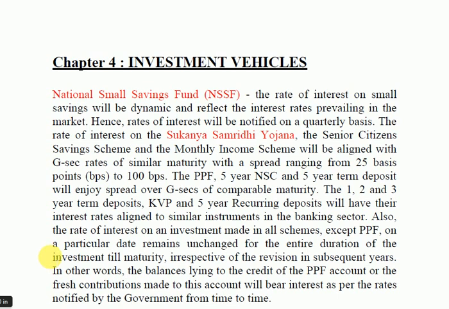Also, the rate of interest on an investment made in all schemes except PPF on a particular date remains unchanged for the entire duration of the investment till maturity, irrespective of the revision in subsequent years. In other words, the balances lying to the credit of the PPF account or the fresh contributions made to this account will bear interest as per the rates notified by the government from time to time.